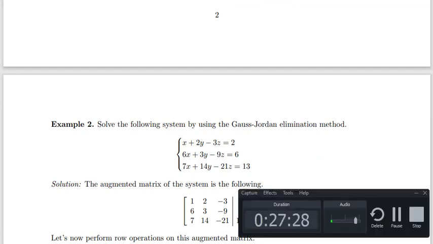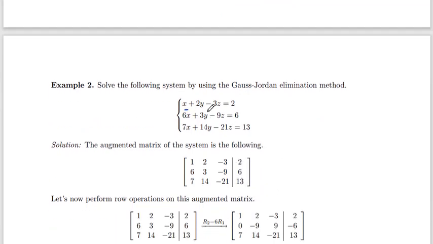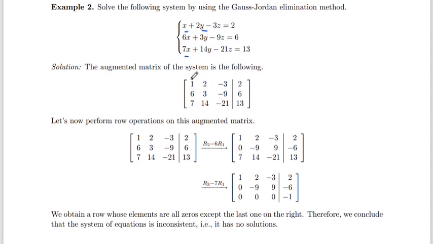So let's start with the next example. 1 2 minus 3 6, 3 minus 9 7, 14 and minus 23 2 6 13. First of all, you can see that this is the 1, so we will transfer this element into 0. How do we transfer? R2 minus 6R1, so the second row will become 0, and then R3 minus 7R1, this also becomes 0. You can see that here we obtain all 0 except the last one. Therefore we conclude that this system of equations is inconsistent and has no solution.